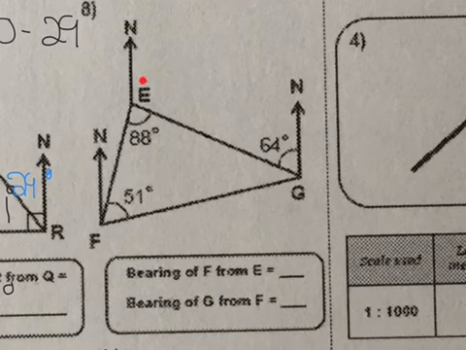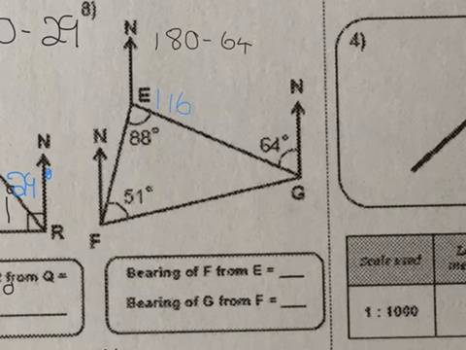So how can I get this angle here? Well, I have this one here. We have parallel lines. We know that interior angles of parallel lines add up to 180. So if this one's 64, I take 64 away from 180, and I'm going to get this angle here. So this angle here is 116. Add it together with 88 to get the total angle here, and that gets us our bearing of F from E. So our bearing is 204 degrees.